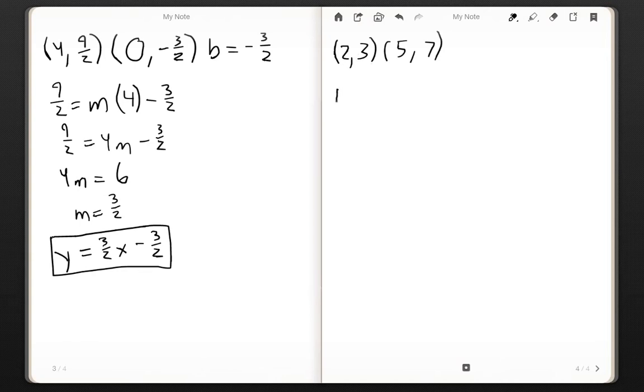Well, let's remember what slope is. Slope is just the change in y over a change in x, going from any point on the line to another point on the line.